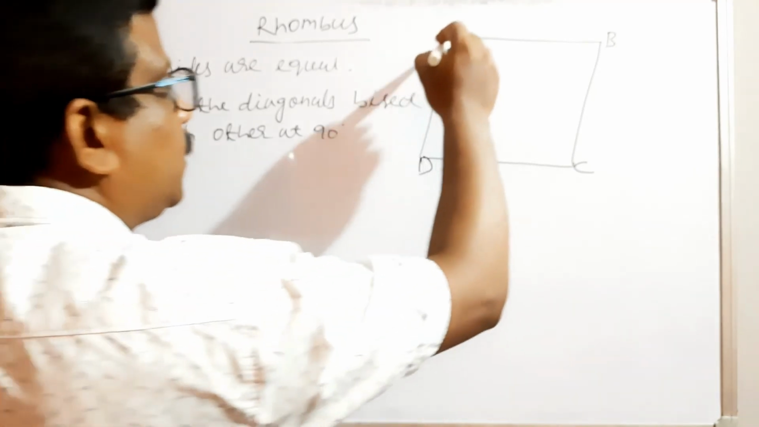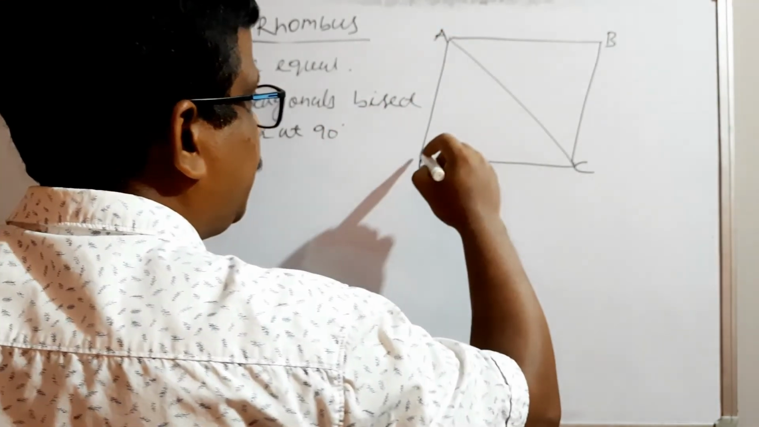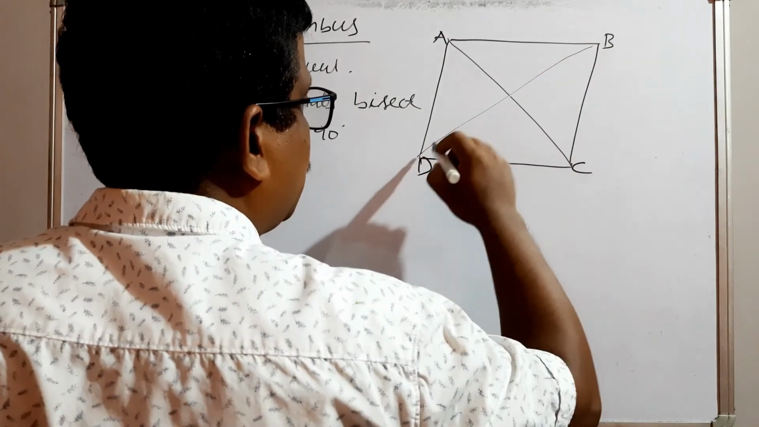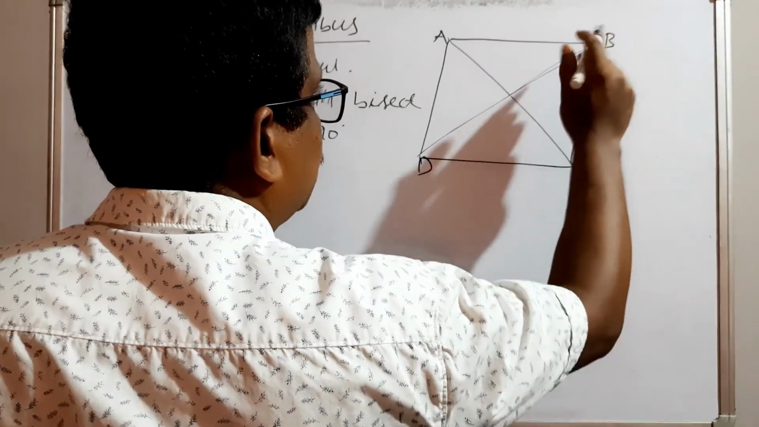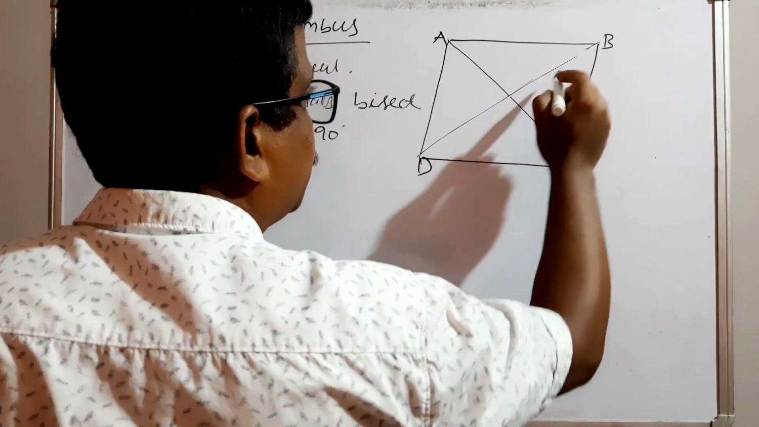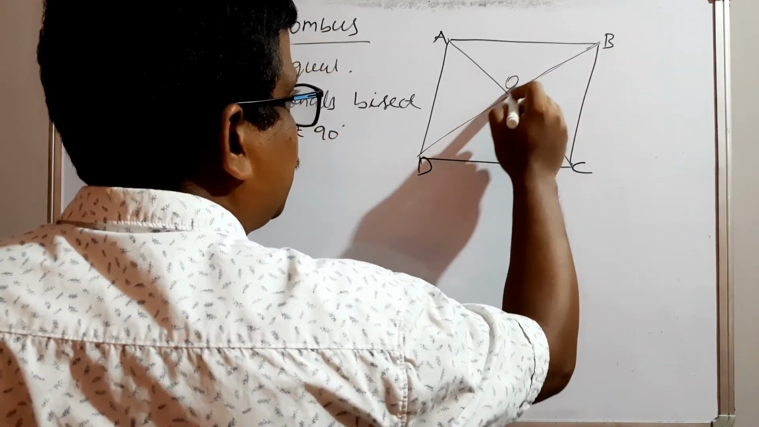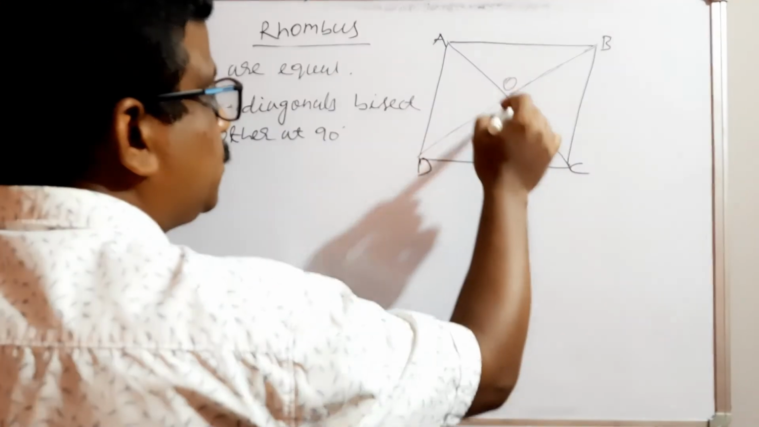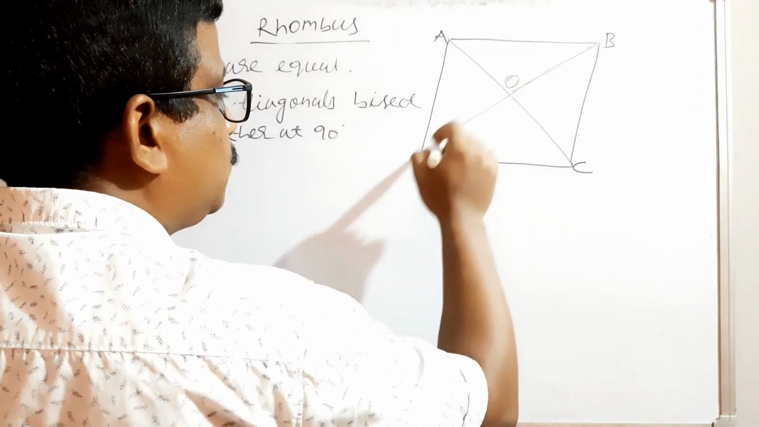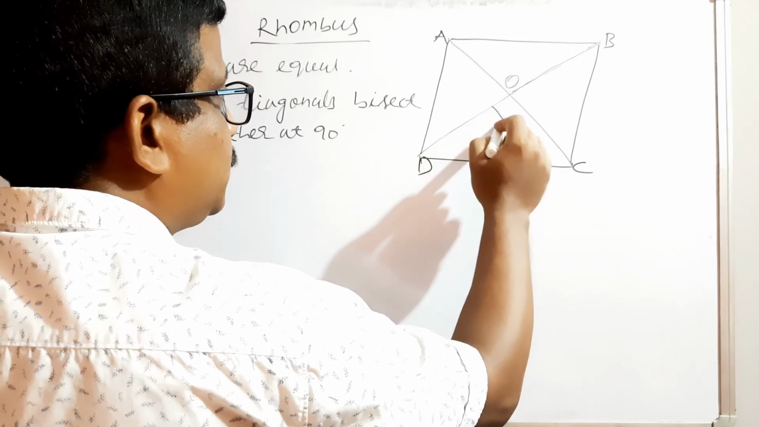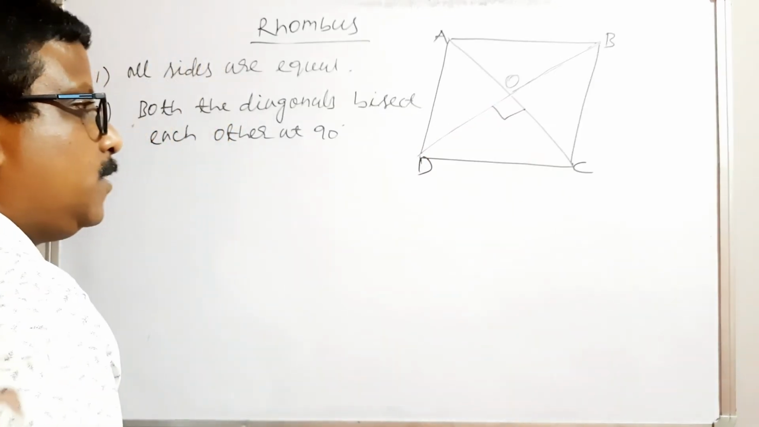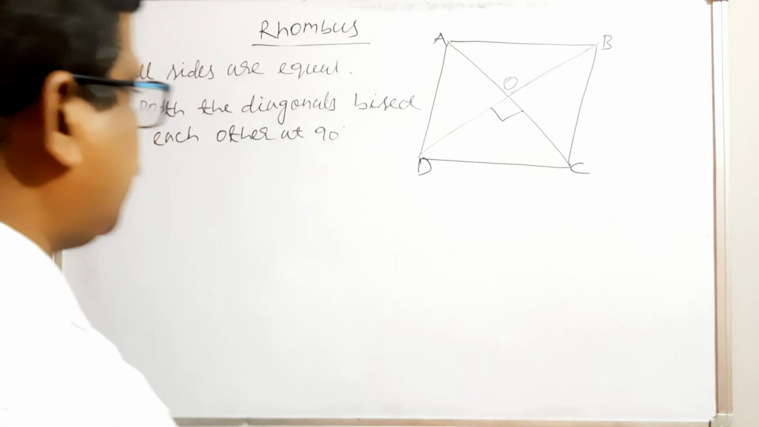Suppose AC and BD are two diagonals, in which suppose it is bisected at O. That means AO is equal to CO and BO is equal to DO, and they bisect each other at 90 degrees. Angle COD is equal to 90 degrees.